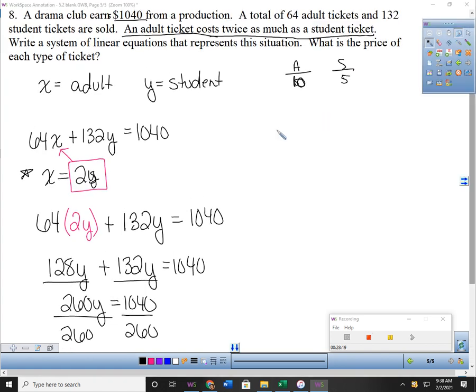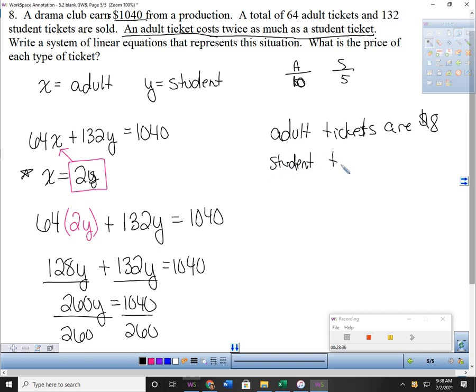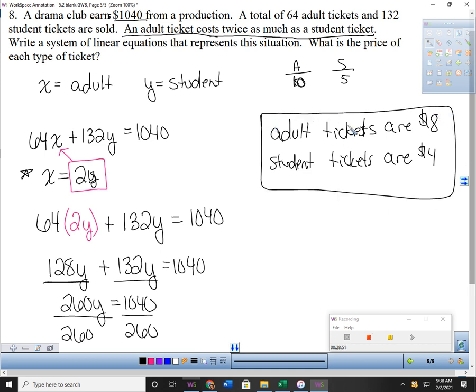So you would say your adult tickets are $8, and student tickets are $4, which makes sense, right? Because the adult ticket is twice as much as the student ticket. 4 times 2 gives you the 8. And there you have it.